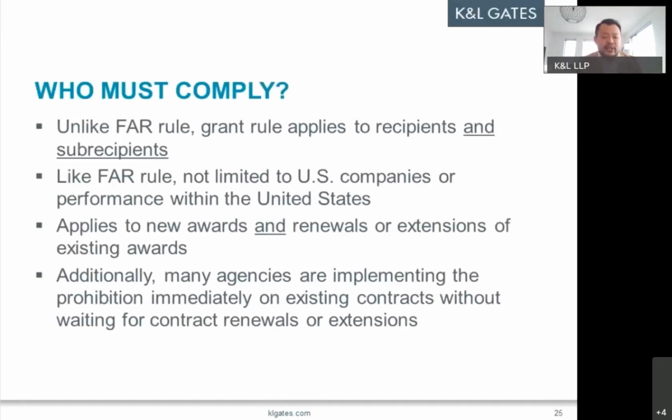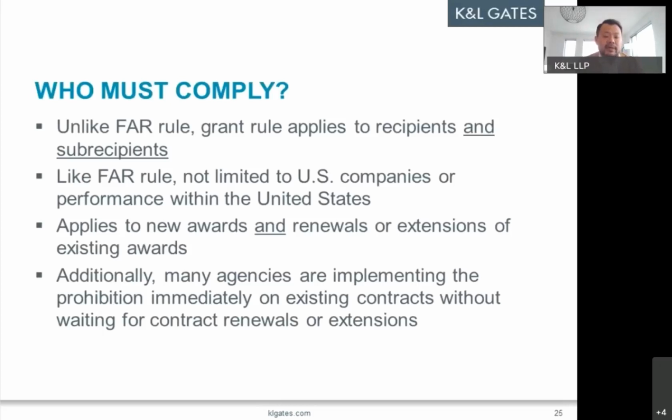So who must comply? I won't repeat myself. It applies both to recipients and subrecipients. And like the FAR rule, it's not geographically or domestically limited, so it applies abroad. One interesting thing that some of the audience may have experienced is, I have a subrecipient in certain parts of the world where Huawei is the predominant product. What do I do? It's a great question, and it's something a lot of people are struggling with.